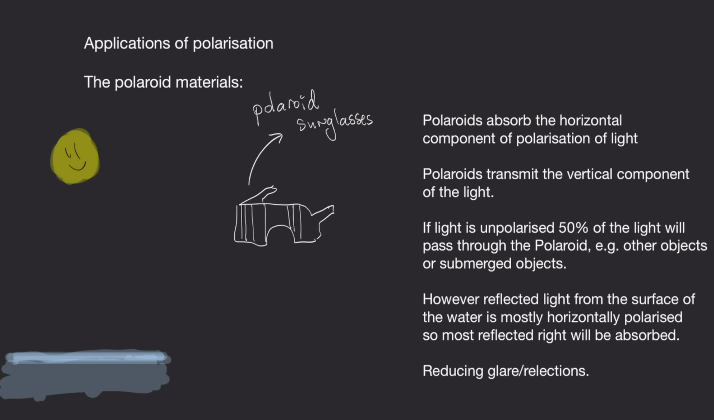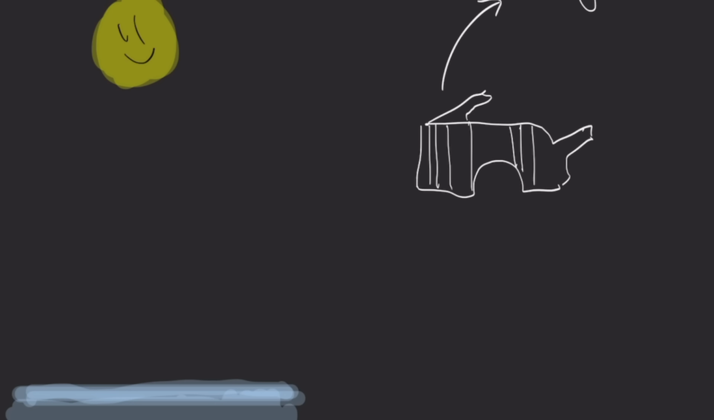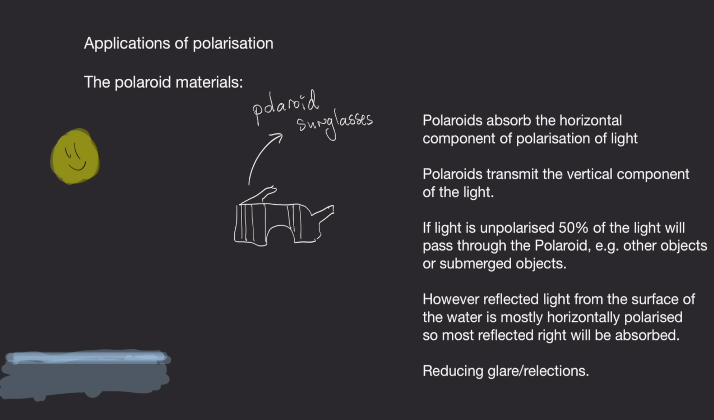And now let's have a look at an application of polarization, namely Polaroid materials. But first, let's take a moment to appreciate my drawing. This drawing is definitely not up to scale, by the way. We have some sunlight which is being emitted from the sun in all directions. Initially, this light is unpolarized.